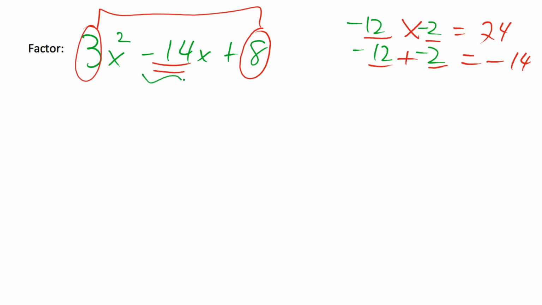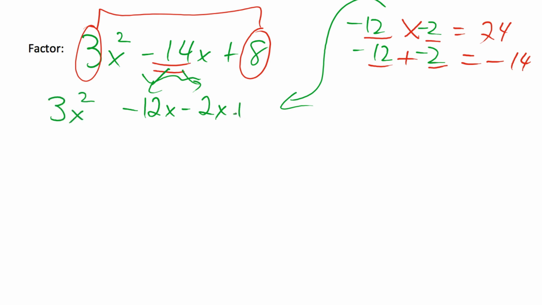Alright, so we're going to break up our negative 14x. We're going to decompose it into negative 12x minus 2x using the 2 numbers we just found. Break it up into 2 terms. That's why we call this method decomposition. We're breaking it up into 2 other terms. So we're changing the polynomial from 3 terms into 4. Because now we're going to try to group pairs.